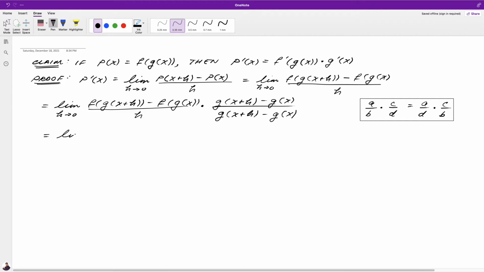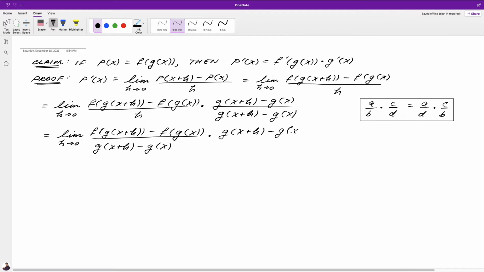Okay, so I've got the limit as h trends to 0 of f of g of x plus h minus f of g of x, okay, divided by, now I'm going to switch these out as I said, so this is now divided by g of x plus h minus g of x right here. And then over here I'm going to have g of x plus h minus g of x over h.